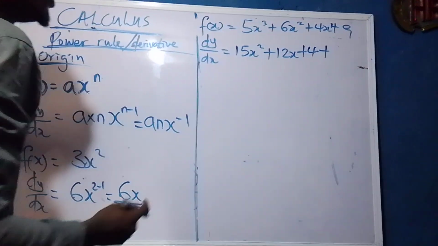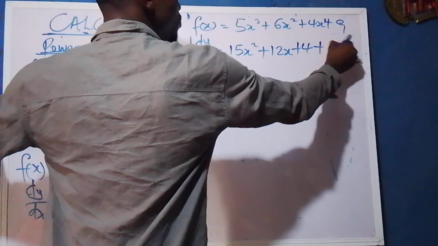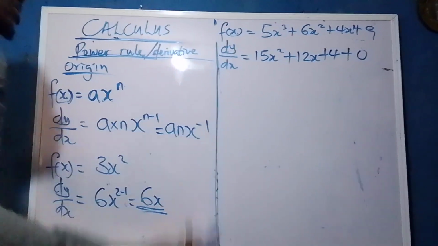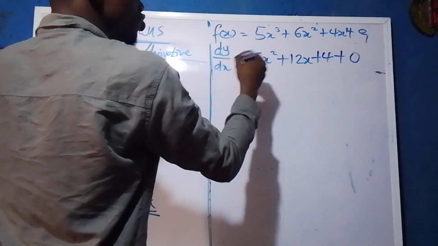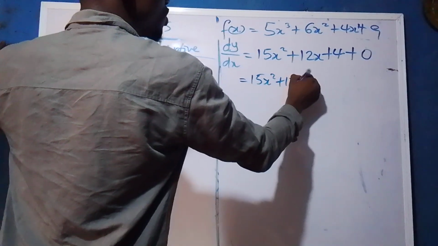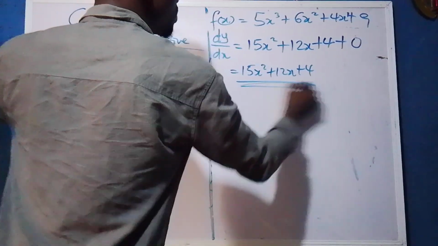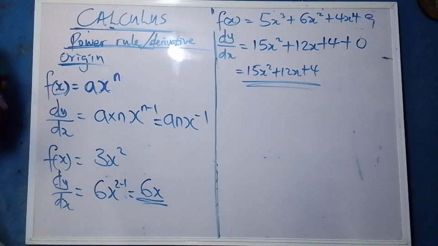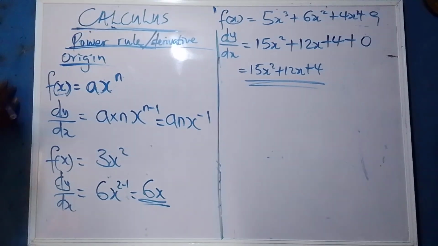Now, whenever you differentiate a constant, it always ends with 0, because the derivative of a constant will always give us 0. So there is no value to represent the constant. So our final answer will be 15x squared plus 12x plus 4. So this is our dy over dx using the power rule. So guys, acknowledge this. Do you understand?